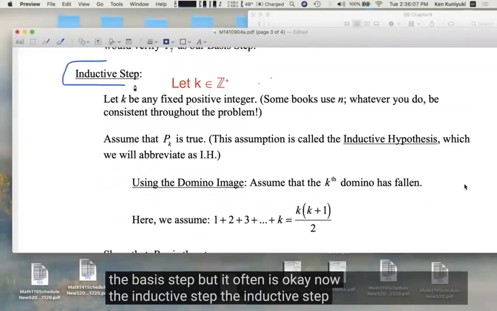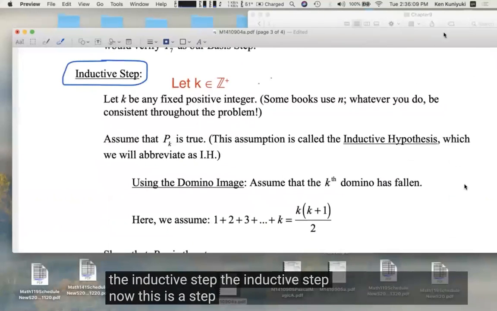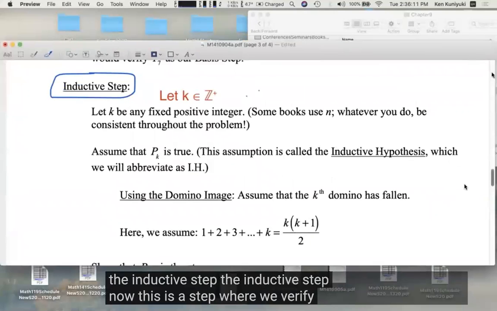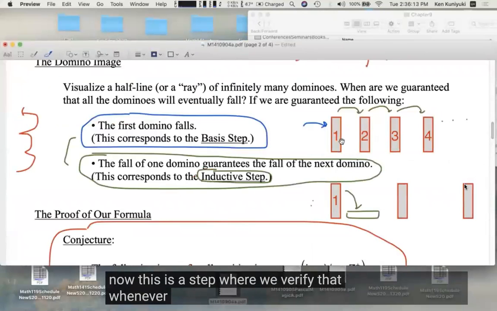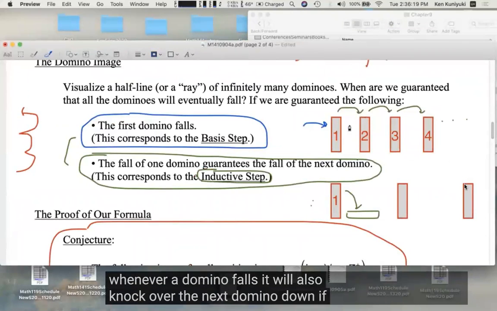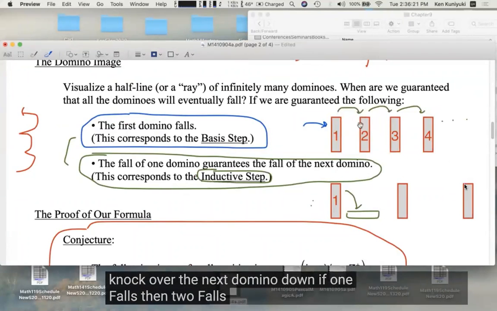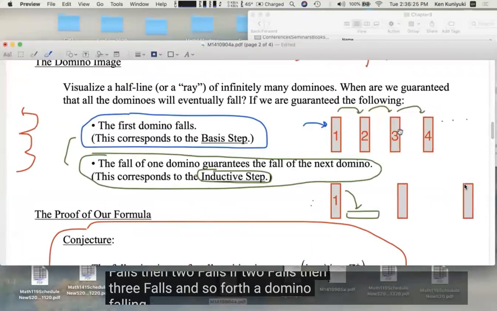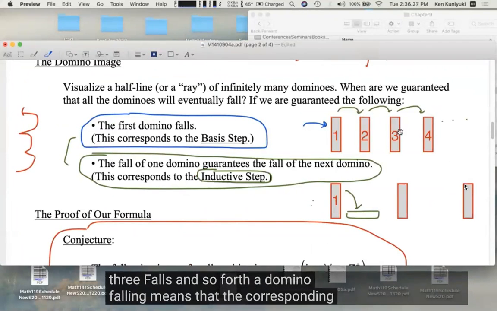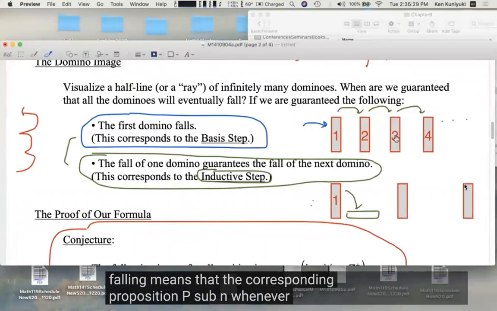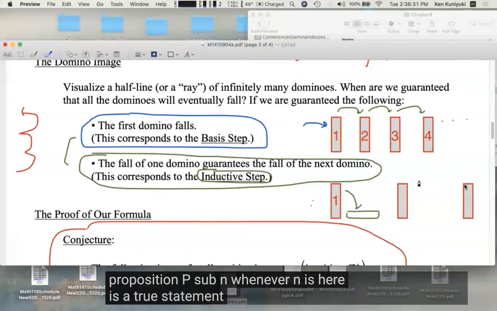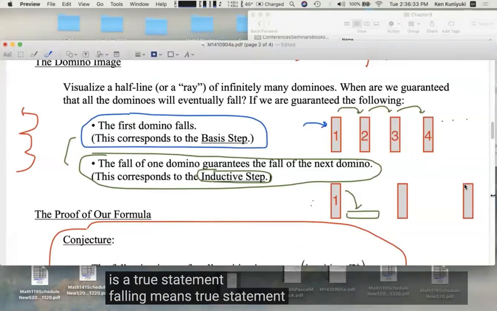The inductive step. Now this is a step where we verify that whenever a domino falls, it will also knock over the next domino down. If 1 falls, then 2 falls. If 2 falls, then 3 falls, and so forth. A domino falling means that the corresponding proposition, p sub n, whatever n is here, is a true statement. Falling means true statement.